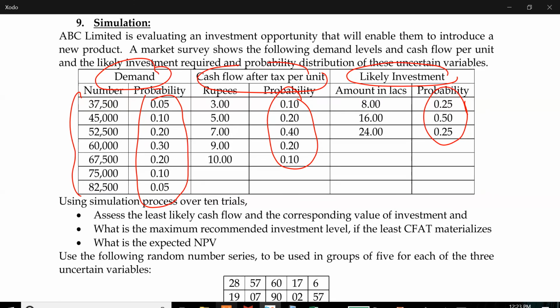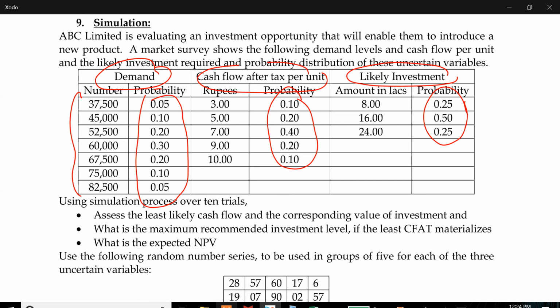When you run this exercise multiple times, you will get demand in every trial. You will get the CFAT in every trial. You will get the investment in every trial. Combining these three, you will get NPV. Like this, you will get 10,000 different NPVs, and take a normal average of that. That is technically the expected NPV of the project.